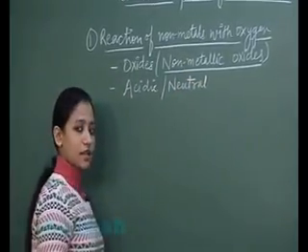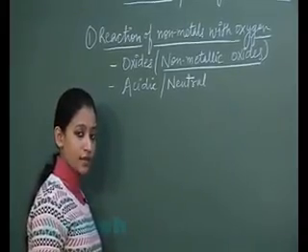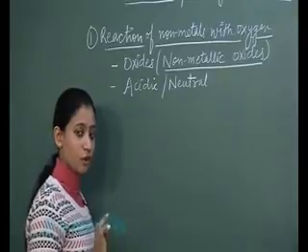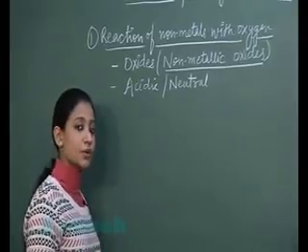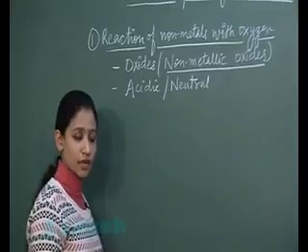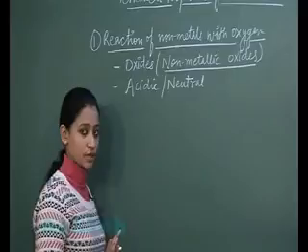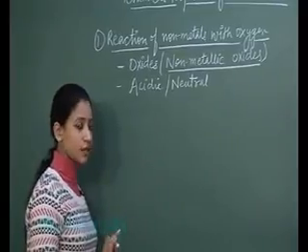How to see whether the nonmetallic oxide is acidic or neutral? When the oxide is dissolved in water and it forms an acid, such oxides are known as acidic oxides. But the oxides which neither react with acid nor with base are known as neutral oxides. So first of all, let us see the reaction.